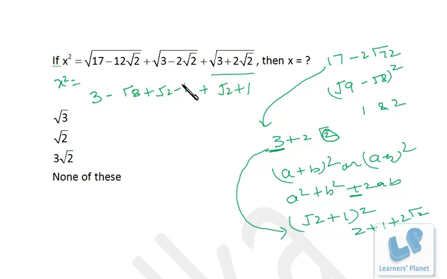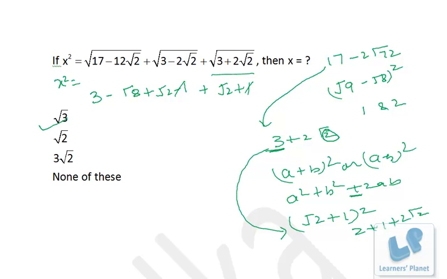Okay, now this is what? X square. If you see, 1 and 1 is cancelled. Now root 8 can be written as 2 root 2. This is root 2 and this is root 2. This is positive 2 root 2 and this is negative 2 root 2. So they will be cancelled. So x square is just 3. That means x is equal to root 3. How simple it is if you know this funda. If you don't know this funda, then you cannot solve this problem.